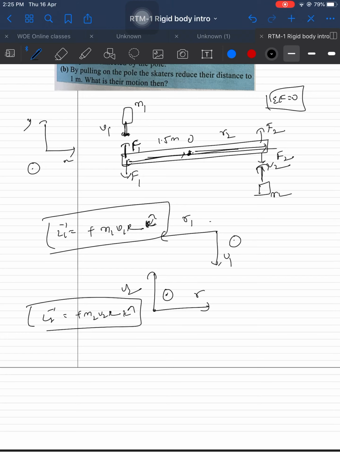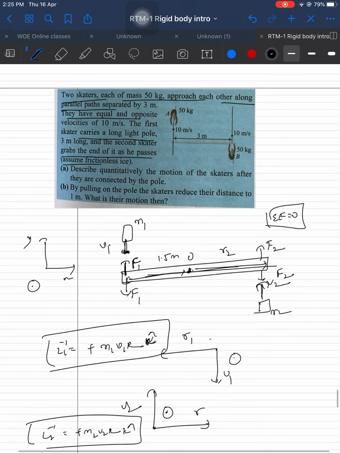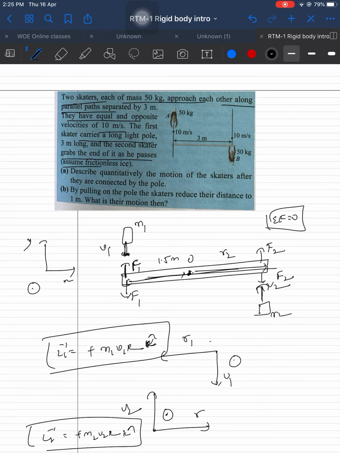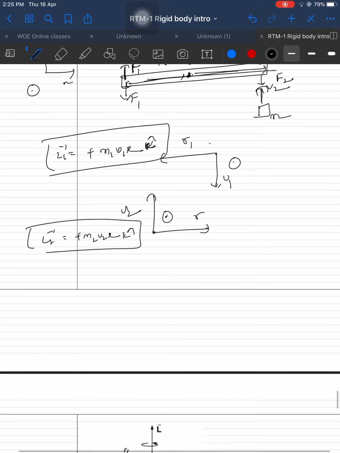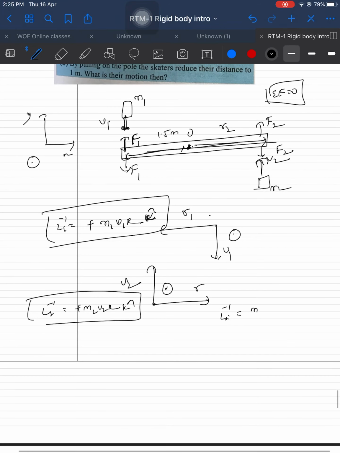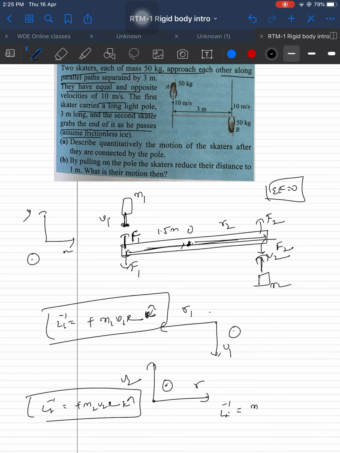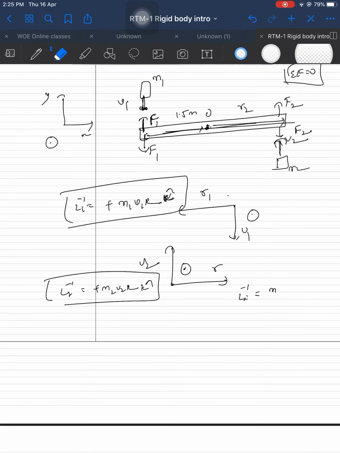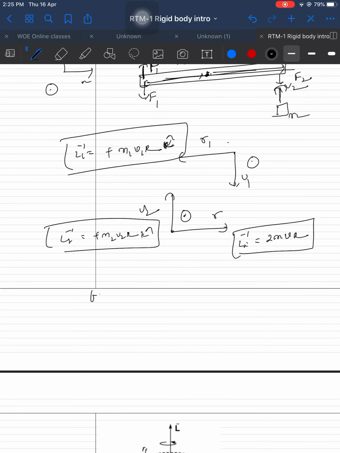Now the rod is not rotating at all. So initially, is it rotating? No, it was not rotating. So the initial angular momentum Li bar is equal to m. Both the masses are the same, 50 and 10, and r is 1.5. So if we substitute, mvr plus mvr, that is 2 mvr, is the initial angular momentum. Finally, what do they do? They are stuck.